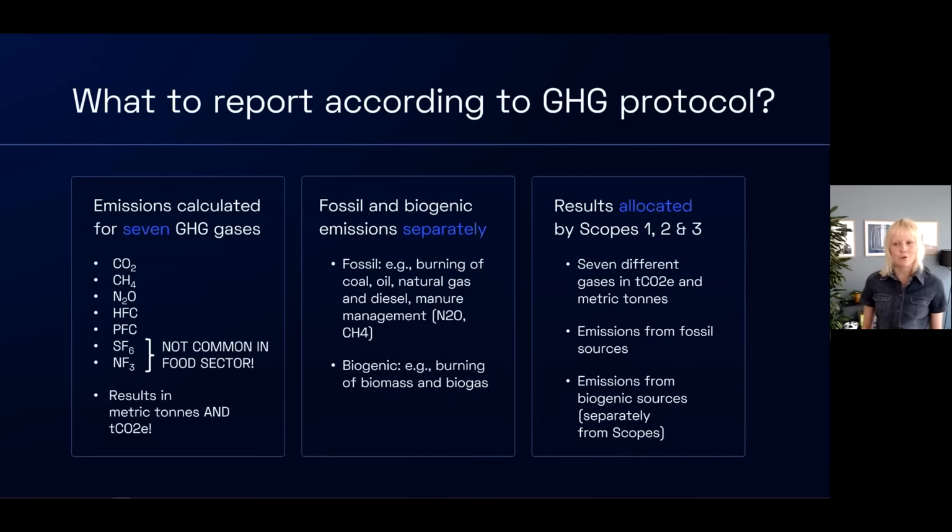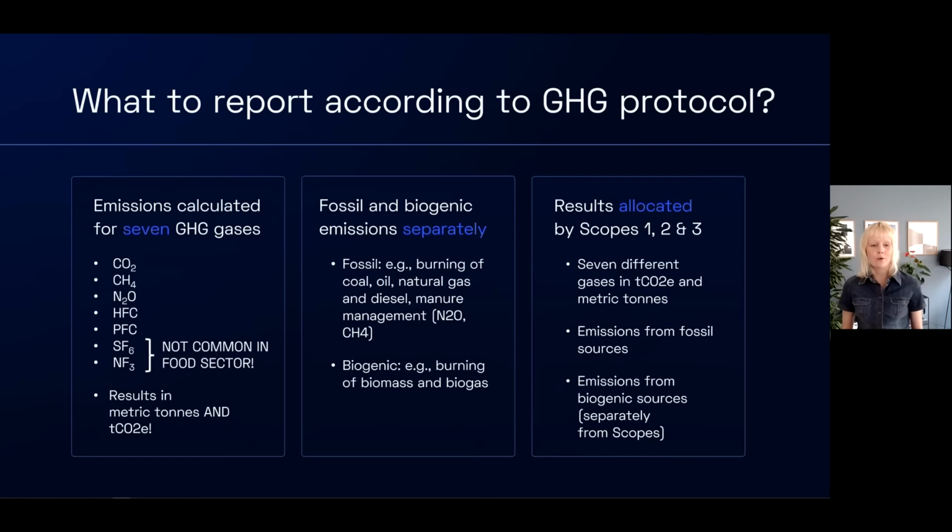And now that Ernesto has told you about what the GHG Protocol includes, let's go through the reporting requirements that the GHG Protocol sets. The emissions should be calculated for 7 different greenhouse gases, which include carbon dioxide, methane, nitrous oxide, and then different kinds of fluorinated carbons and compounds. As listed here in the slides, the last two are not that common in the food sector, whereas, for example, HFCs are commonly used in refrigeration systems and air conditioning equipment, and PFCs are used in plastic packaging.